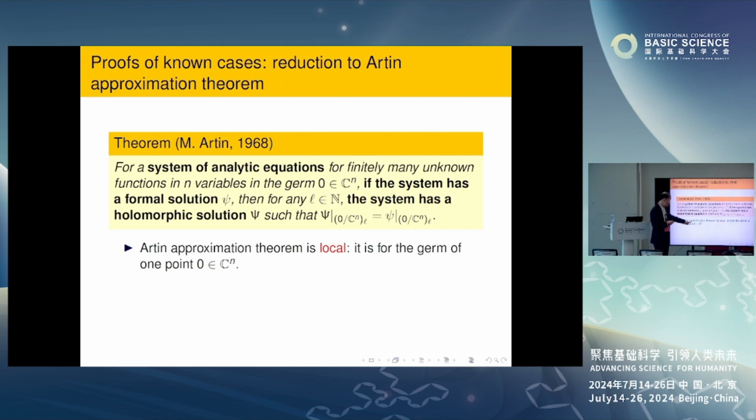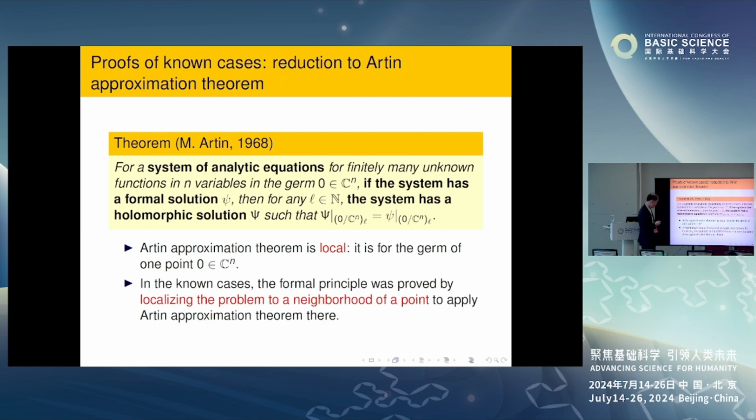Now the point is that this is a local result. It's a statement about the germ at one point. So you cannot apply this to the germ of a submanifold. And in the known cases of the formal principle, the proof is somehow you reduce the formal principle to a statement about one point, and then apply the Artin approximation theorem. That is how people prove it.